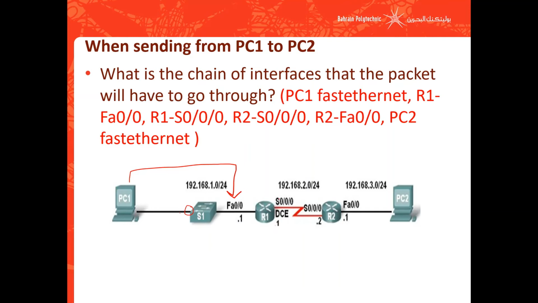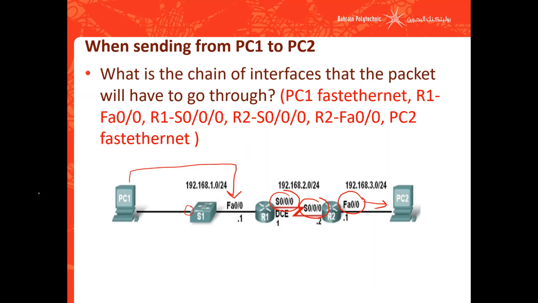And then from the router's serial port, it would go to the serial port of router 2. And from there, it would go to the port FA0/0 on router 2, which will then be connected to PC 2's Fast Ethernet. So basically 1, 2, 3, 4, 5, and then 6. Those many interfaces it needs to travel through.